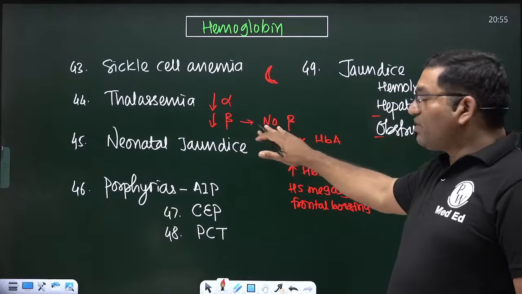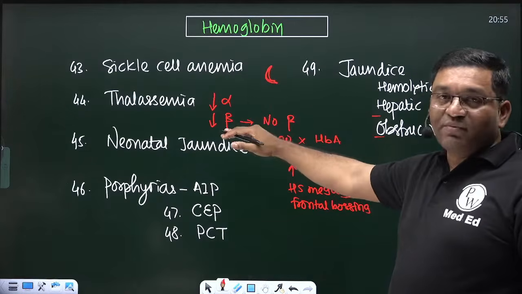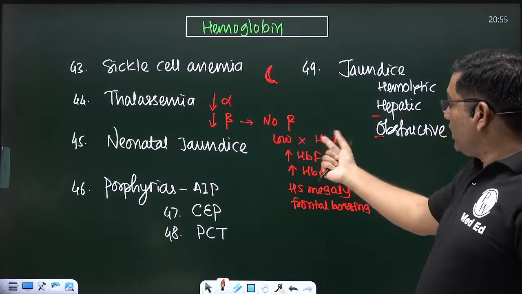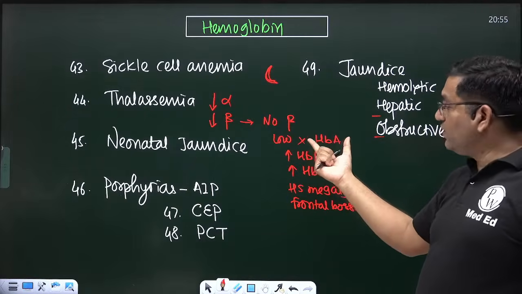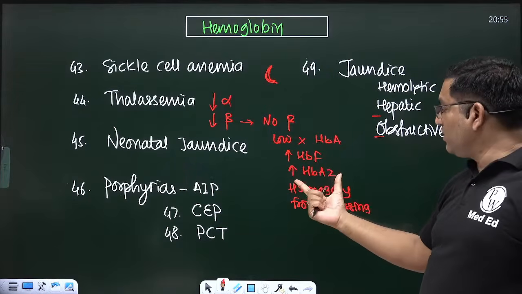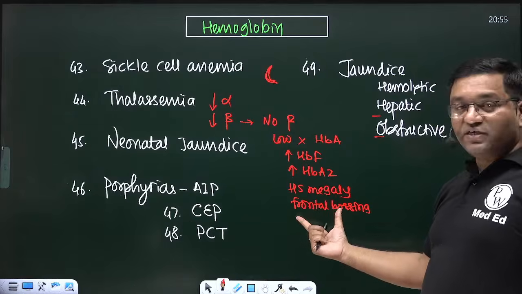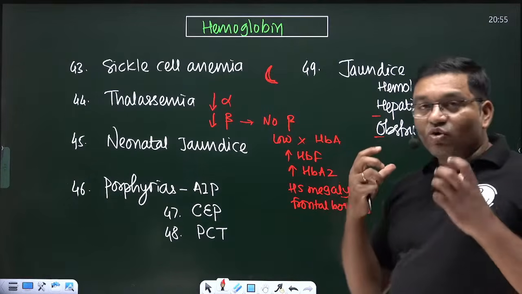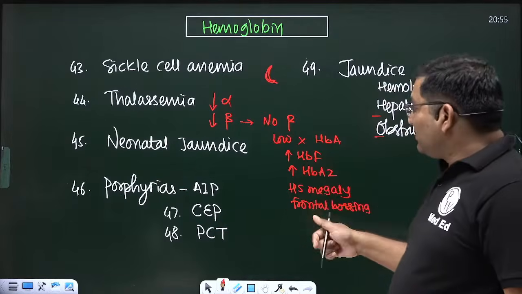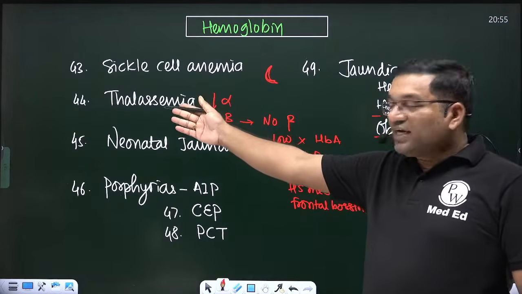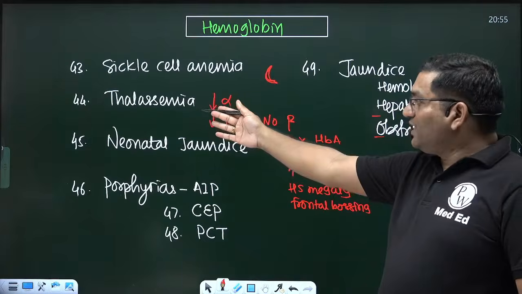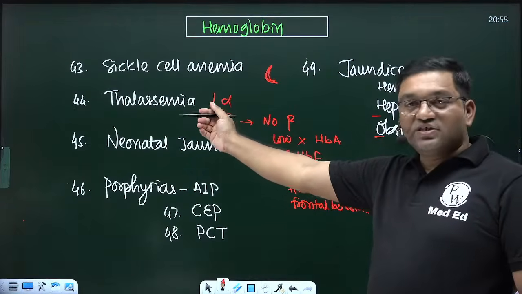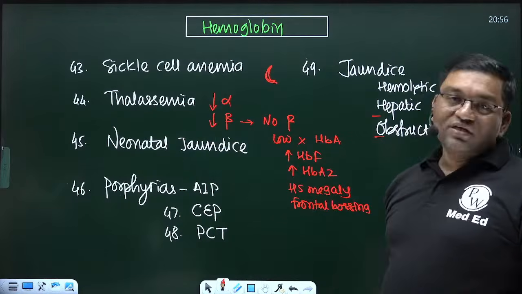You may get a case of beta thalassemia major. So low or no hemoglobin A, increased hemoglobin F and hemoglobin A2, hepatosplenomegaly, frontal bossing and maxillary overgrowth, and anemia and jaundice, hemolytic anemia and jaundice. There is anemia, meaning decreased hemoglobin, and jaundice, increased bilirubin level, in thalassemia.